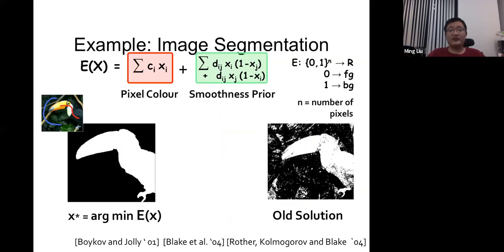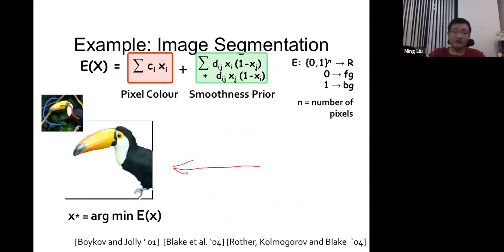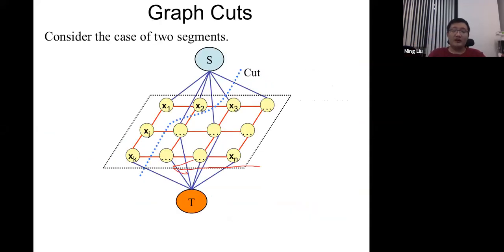Good. If we extend that absolute value to a different format, just multiply with the sign itself, and then we can easily improve from the old solution based on only the unitary cost to this one with the smoothness prior. Okay. And how can we solve the problem? That's how we model the problem.